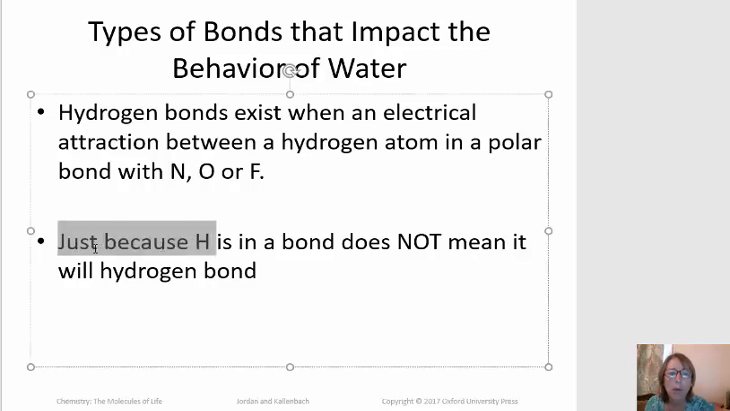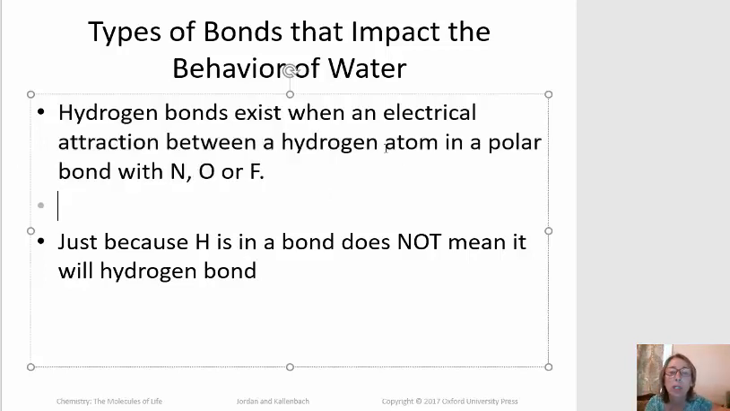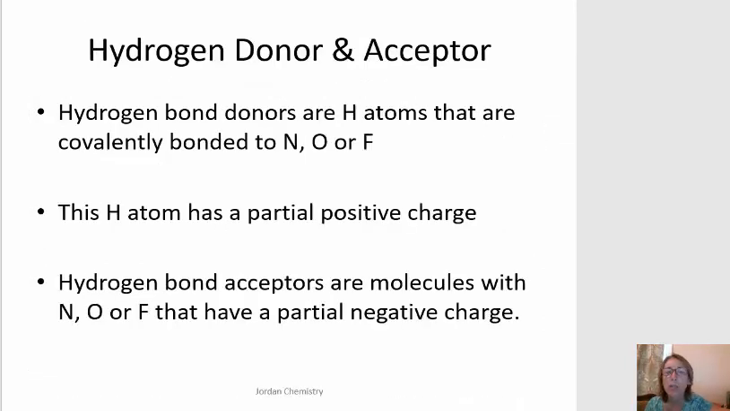Now, I just want to point out that hydrogen bonding can be a little confusing. Just because hydrogen is in a bond, it does not mean it will hydrogen bond. For example, carbon-hydrogen bonds never hydrogen bond. Hydrogen bonding is a special type of intermolecular force that occurs only when hydrogen is covalently bonded to nitrogen, oxygen, or fluorine.